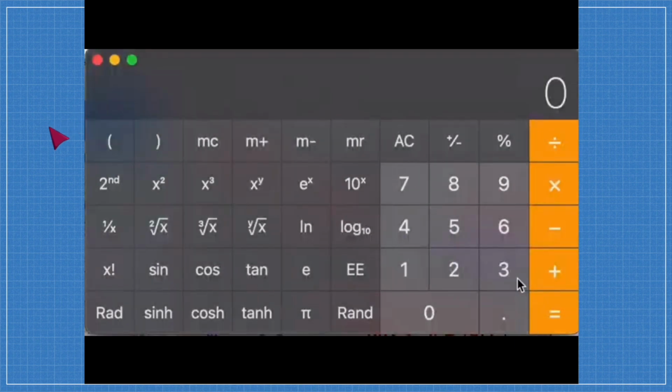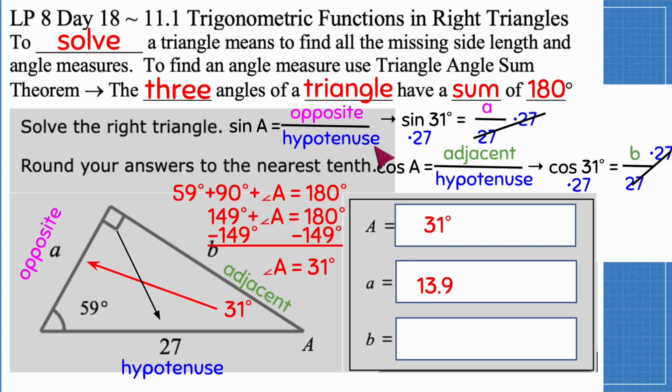And remember to round correctly on this one, because they're asking us to round to the nearest tenth, so that's why I'm rounding to just one decimal place. Pay attention to those rounding directions, because that can get you marked wrong for something very simple like that, where you just didn't round to the correct number. So that was solving a triangle using trigonometric functions. I hope that helped, and I will see you in the next video.